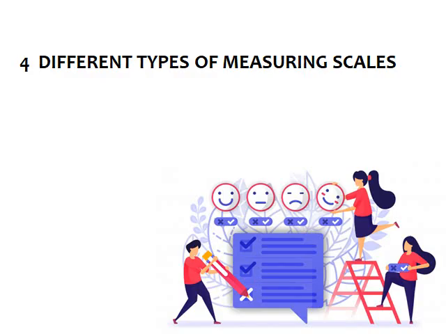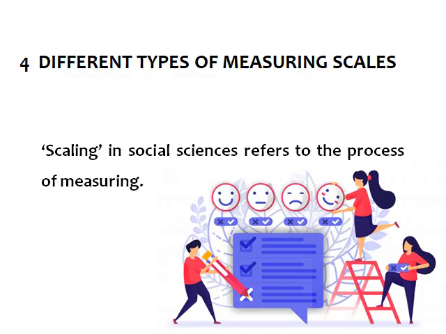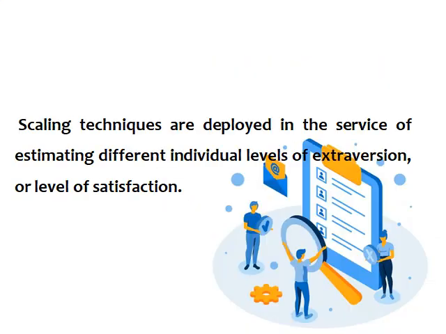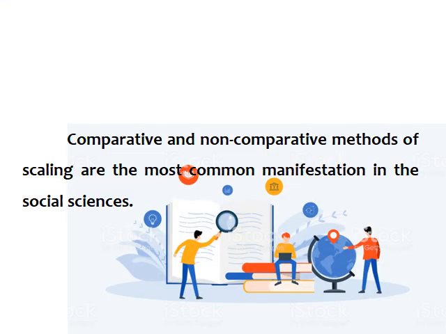Different types of measuring scales. Scaling in social sciences refers to the process of measuring. Scaling techniques are deployed in the service of estimating different individual levels of extroversion or level of satisfaction. Comparative and non-comparative methods of scaling are the most common manifestation in the social sciences.